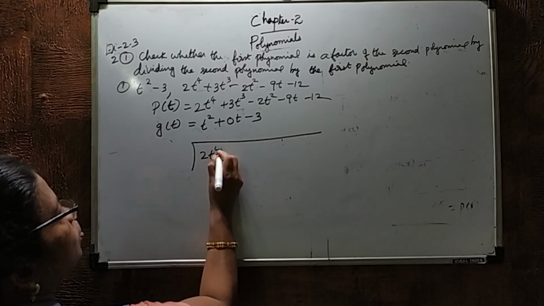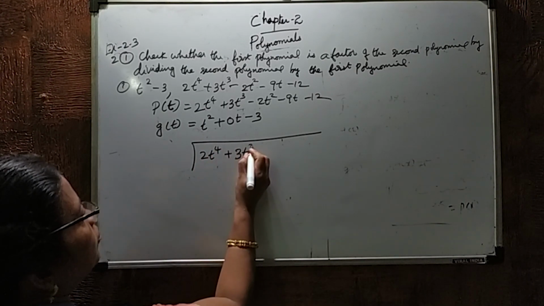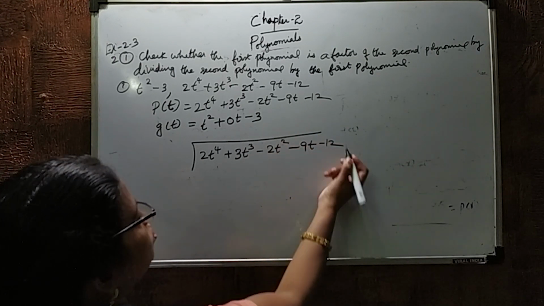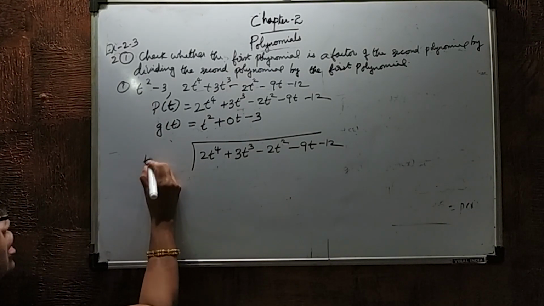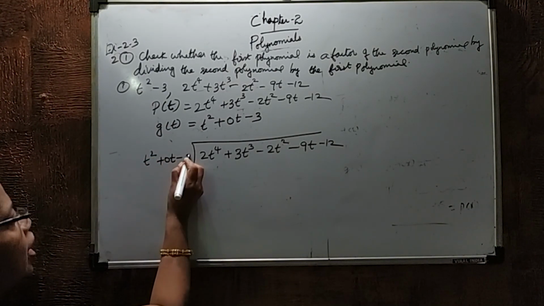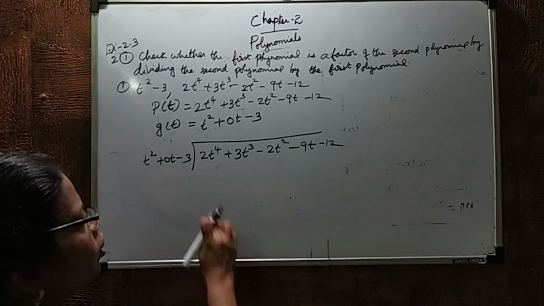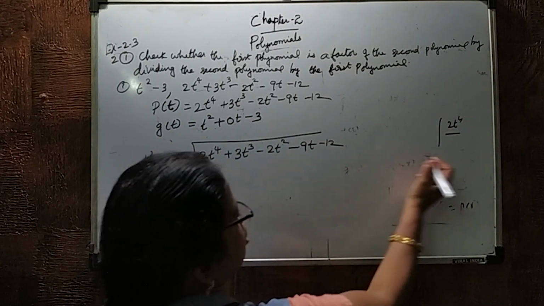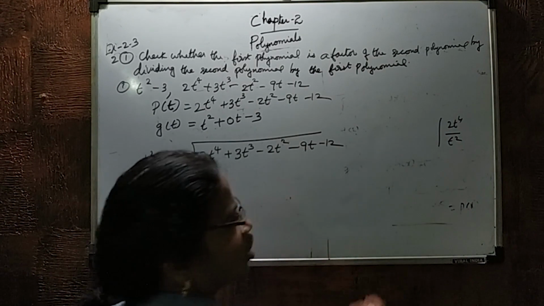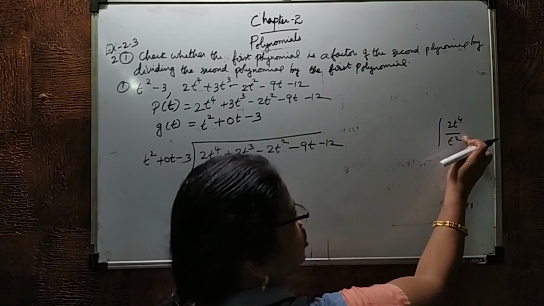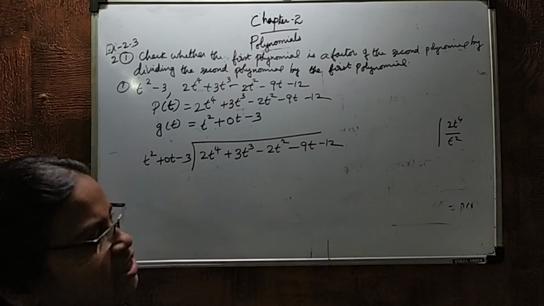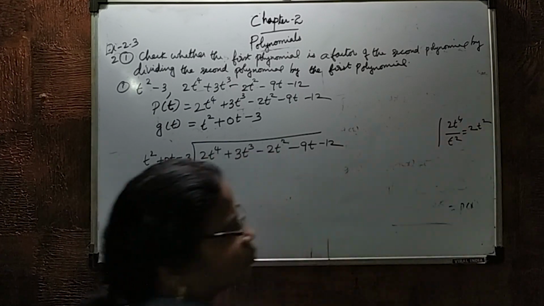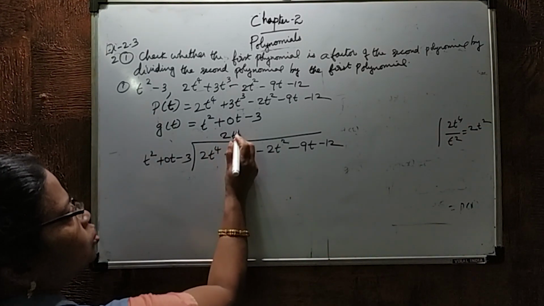So 2t raised to 4 plus 3t cube minus 2t square minus 9t minus 12, and g of t is t square plus 0t minus 3. Now we'll start. 2t raised to 4 divided by t square. A raised to m divided by a raised to n is equal to a raised to m minus n. So it is t raised to 4 minus 2. You will get the answer 2t raised to 2.